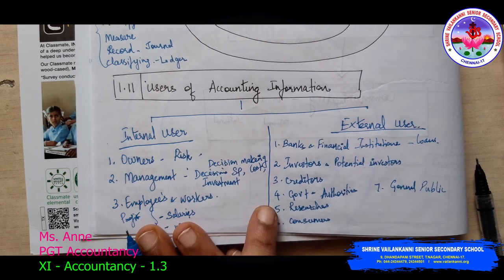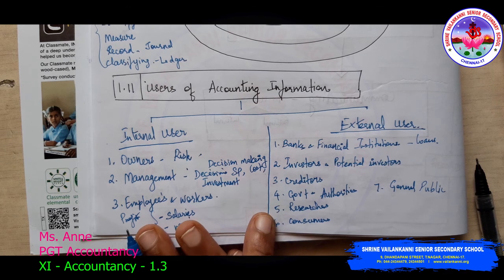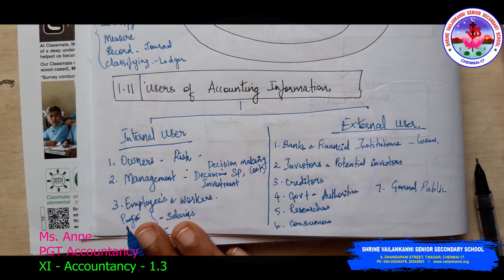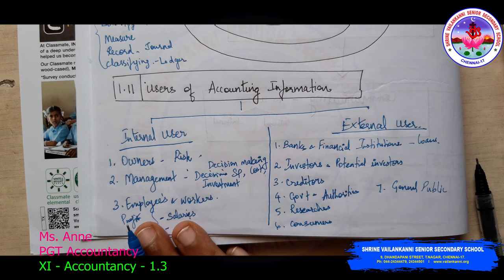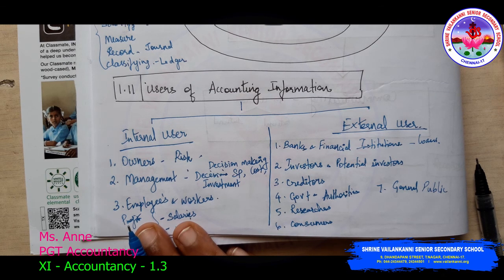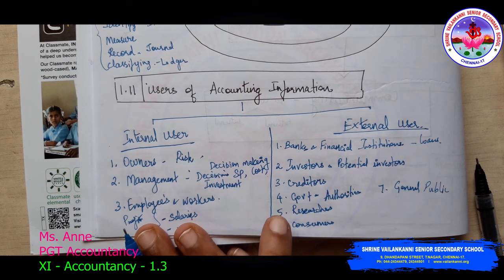Okay, the fifth one is the researchers, those who are doing their PhDs, and those who are working under research firms, who are analysts basically. So they analyze this financial statement. Their findings will be useful for future study purposes. So it's like for researchers.